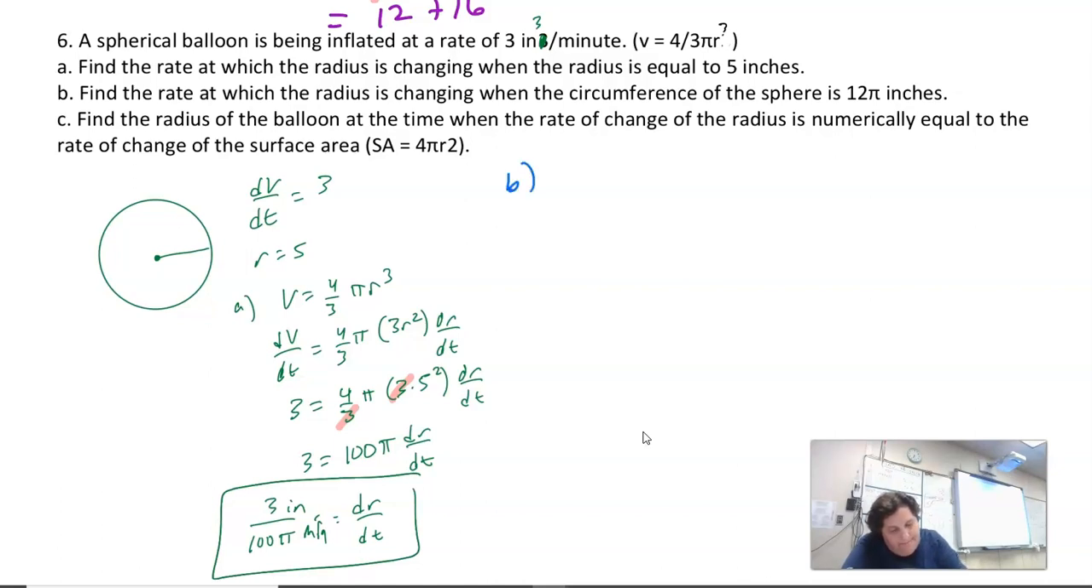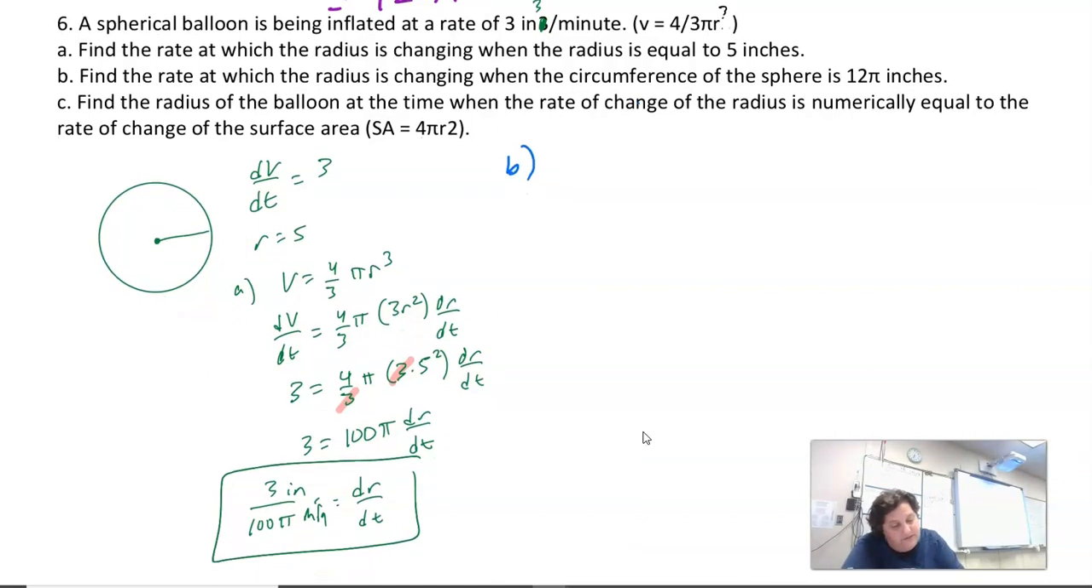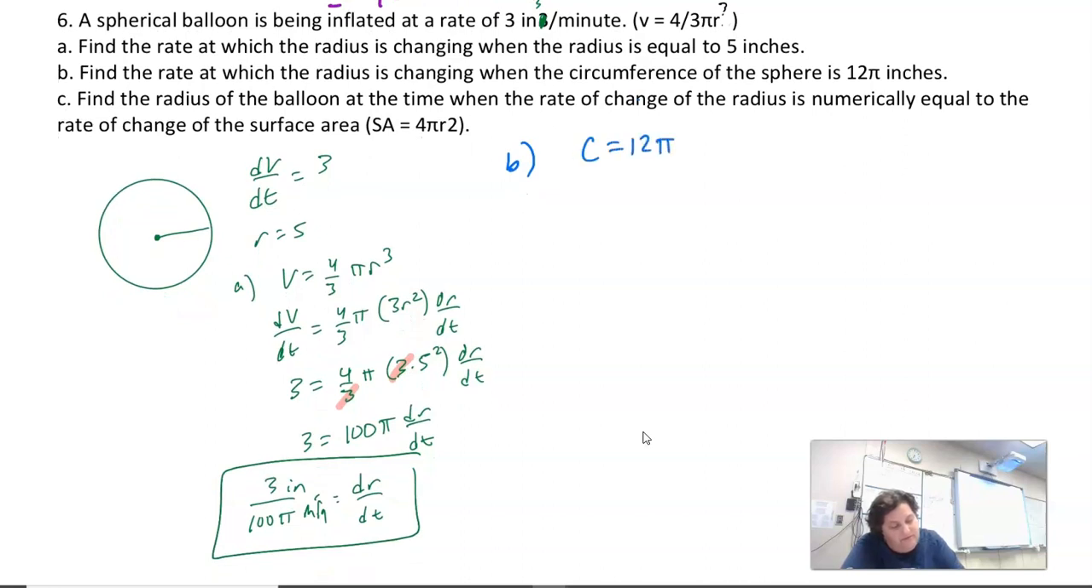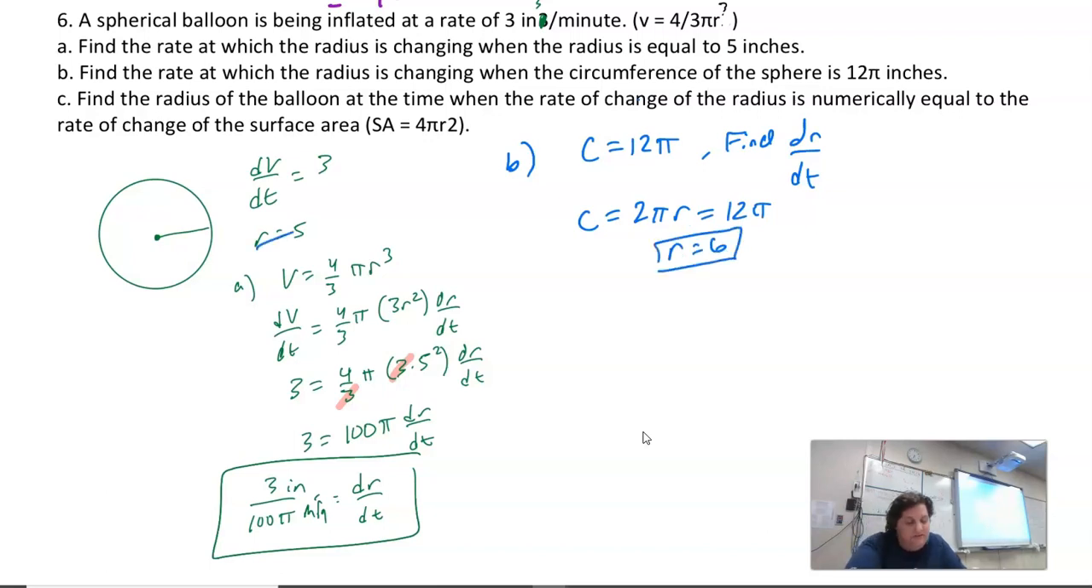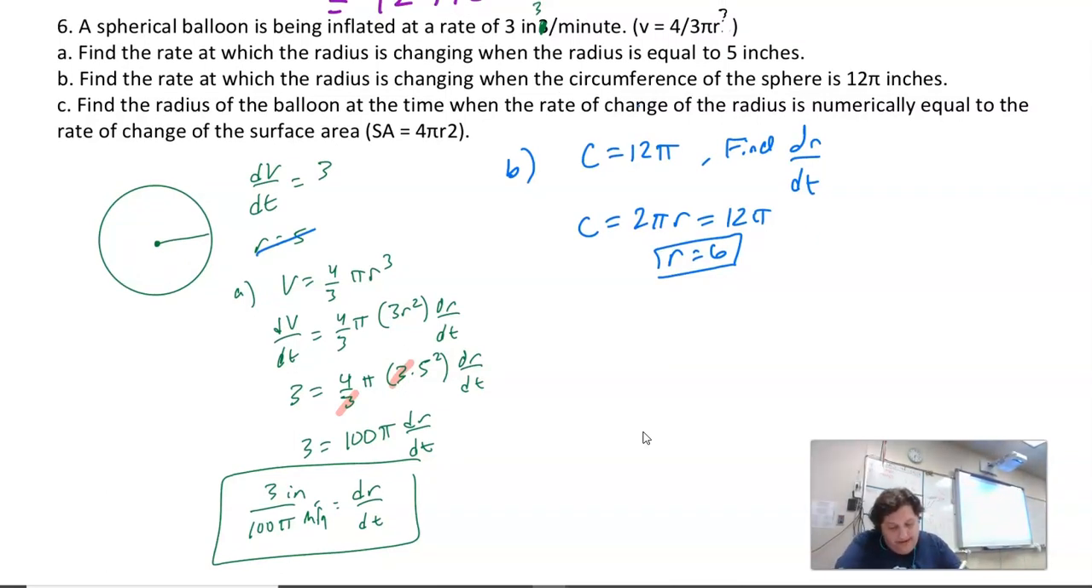Okay, here is part B. Find the rate at which the radius is changing when the circumference of the sphere is 12 pi. So when the circumference is 12 pi, it wants me to find dr/dt. Well, we know that the formula for circumference is 2 pi r. And if that's 12 pi, then that just tells me that r is 6. So now instead of using r is 5, I'm going to use r is 6. Everything else is cool. Okay, so I can still go back, you guys, and use all this information. The only thing that's going to be different is the radius right here.